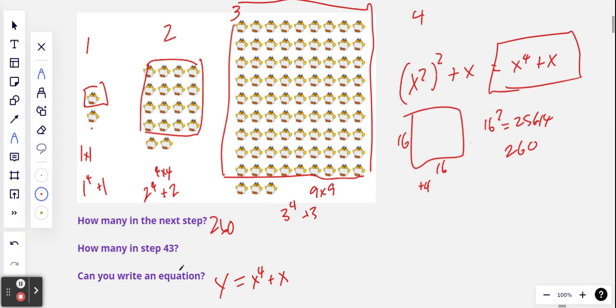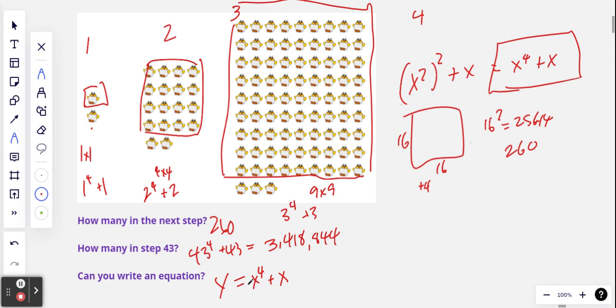And now to calculate step 43, you just have to take 43 to the 4th power, which is not going to be a small number, and then add 43 to that. So this is 43 to the 4th power plus 43. And let's see, on my calculator, I'm getting 3 million 418,844. Go ahead and double check that for me, see if that's what you get, and let me know. But that is a big number.